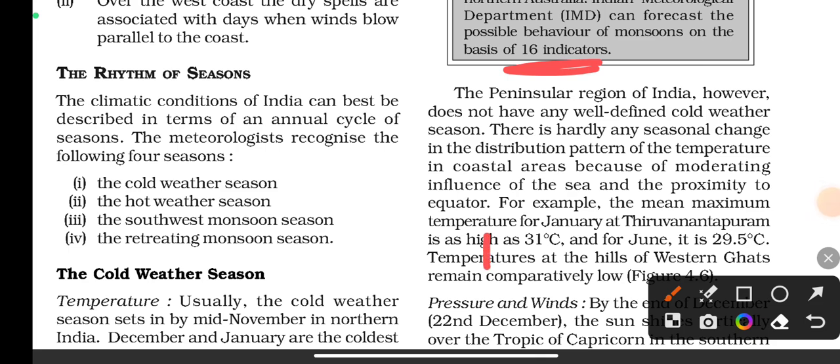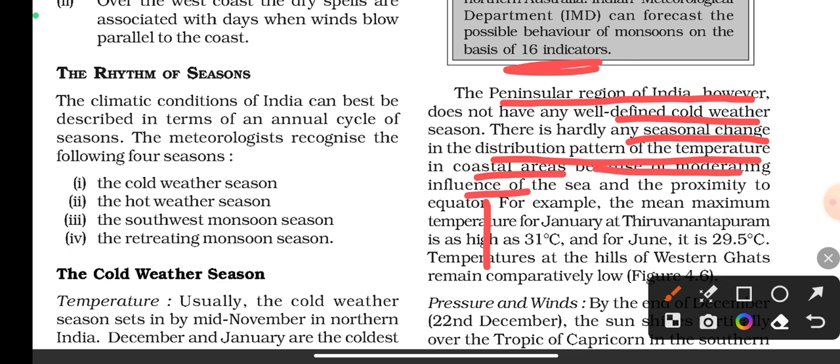The peninsular region of India, however, does not have any well-defined cold weather season. There is hardly any seasonal change in the distribution pattern of temperature in coastal areas because of the moderating influence of the sea and the proximity to the equator, right?